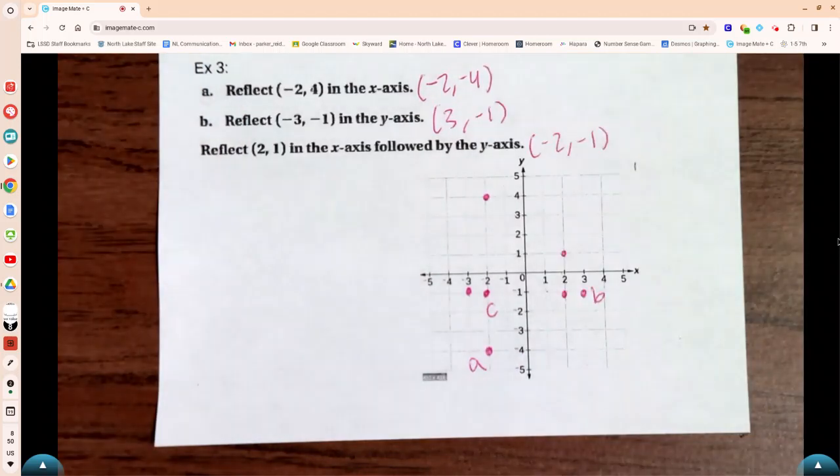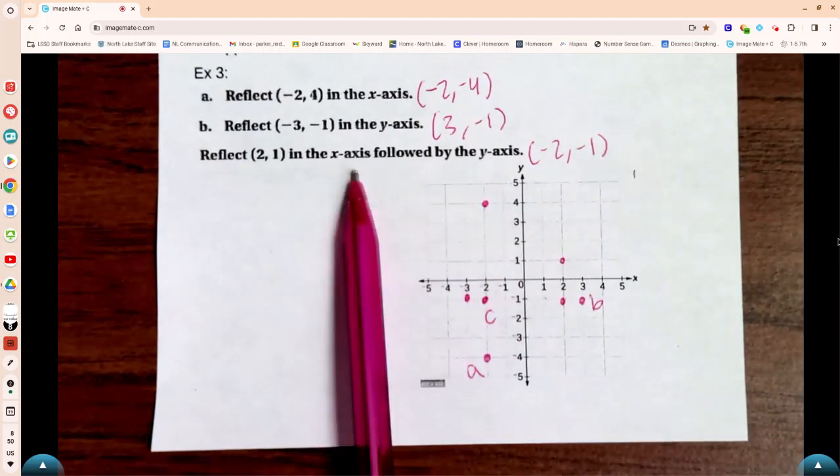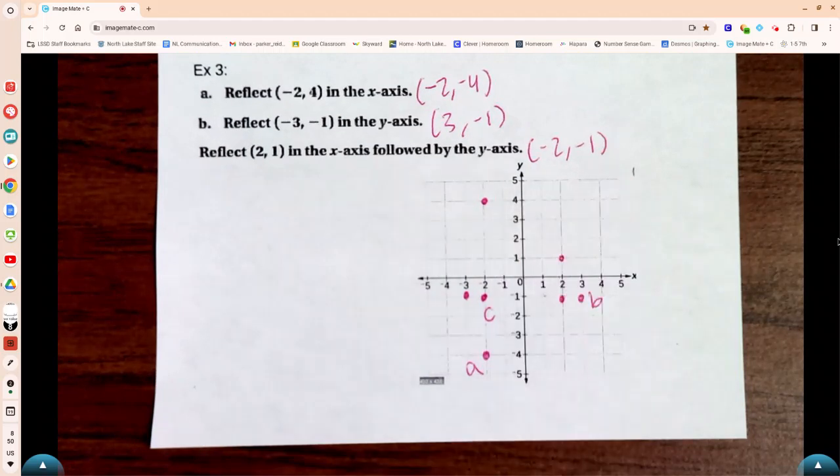And that makes total sense, because if I reflected over both axes, both numbers should be becoming the opposite. 2 became -2, 1 became -1. Questions about that one?